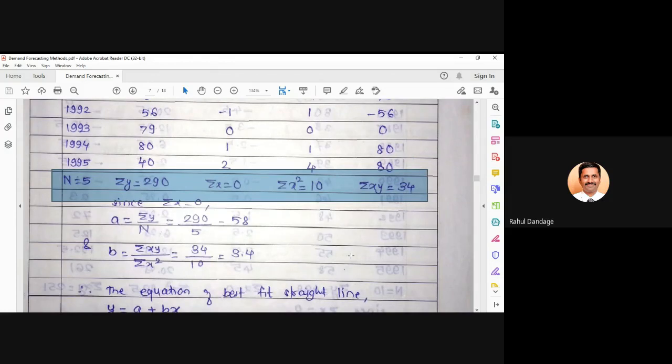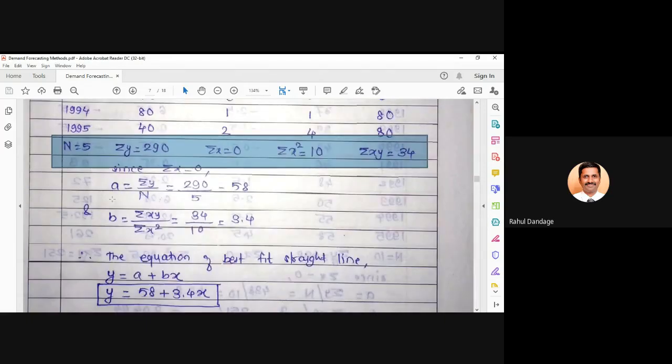So now you can check, since the value of summation x is equal to 0, the value of a is equal to summation y divided by capital N. So summation y is 290 divided by capital N, that is 5. So we get the value of a as 58. Similarly, for the calculation of the value of b, it is summation xy divided by summation x square. So summation xy is 34, summation x square is 10. So we get the value of b as equal to 3.4.